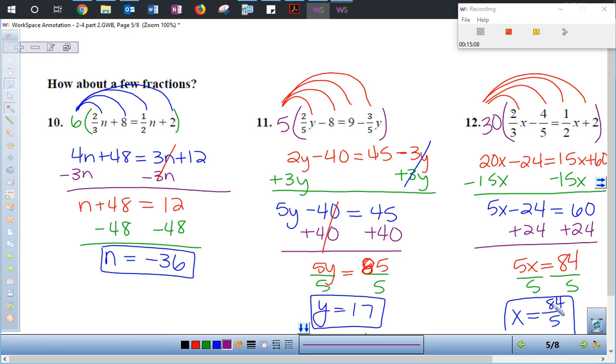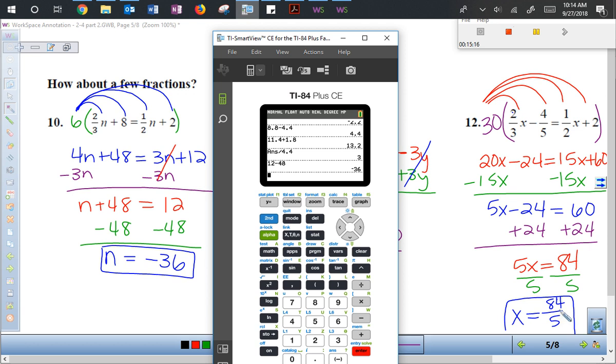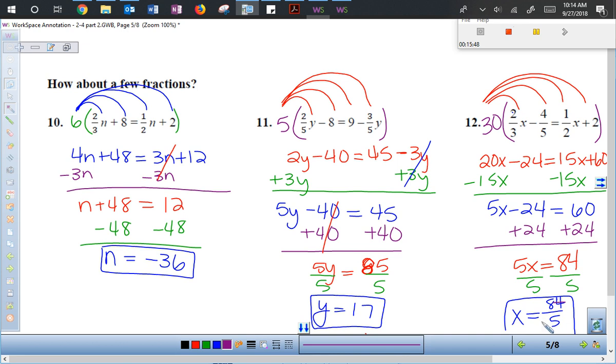So when you end up with an answer like this, it's really important that you check it in the equation to make sure it really works out. So I want to substitute 84/5 back into my equation. On the left side, I'm going to have 2/3, so parentheses 2 divided by 3, times 84/5, so parentheses 84 divided by 5, minus 4/5, so minus parentheses 4 divided by 5. And that gives me a result of 10.4. Now, let's see if I get the same thing on the right side. So I'm going to have 1/2 times 84/5 plus 2, and I still get 10.4. So even though I have a yucky answer here, it works out that that is the answer.